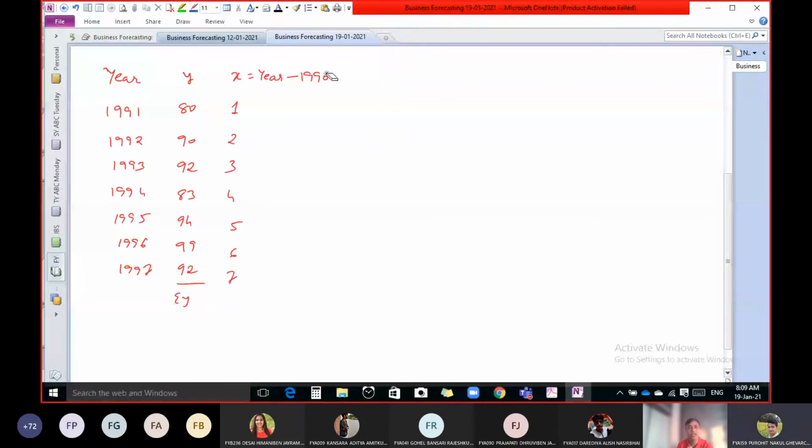1994. Correct. If you subtract 1994, then we get the values minus 3, minus 2, minus 1, 0, 1, 2, 3, and in that case we get the total of x as 0. So it reduces our calculation. Then after that, what we will do is x square and then x into y. x square means the square of this.